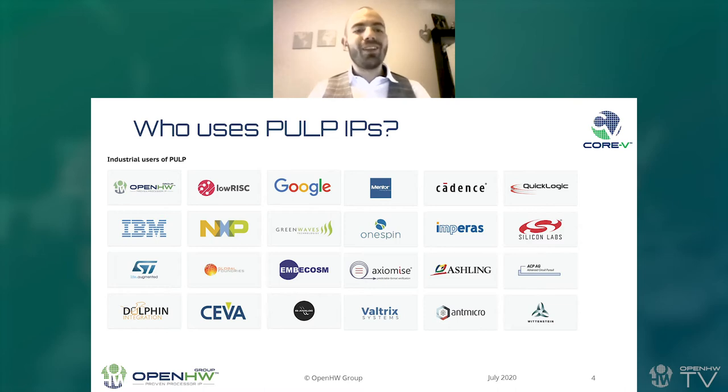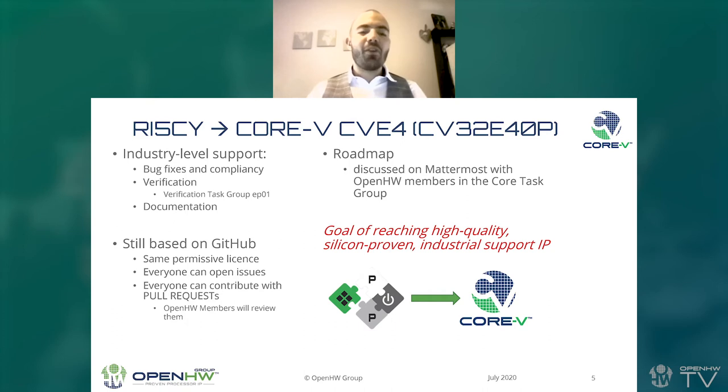And for this reason, we decided to graduate RISC-V from the university to Open Hardware Group under the name of CV32E40P. The goal of Open Hardware Group is to keep on maintaining this core open source and with the same permissive license, but this time with an industry level support, where bug fixes are done, compliance checks, documentation has been rewritten, and verification, as you heard in the previous episodes of the Open Hardware Group TV. And it's still on GitHub, so everyone can open issues, ask questions, make pull requests for bug fixes, and the Open Hardware team will review them.